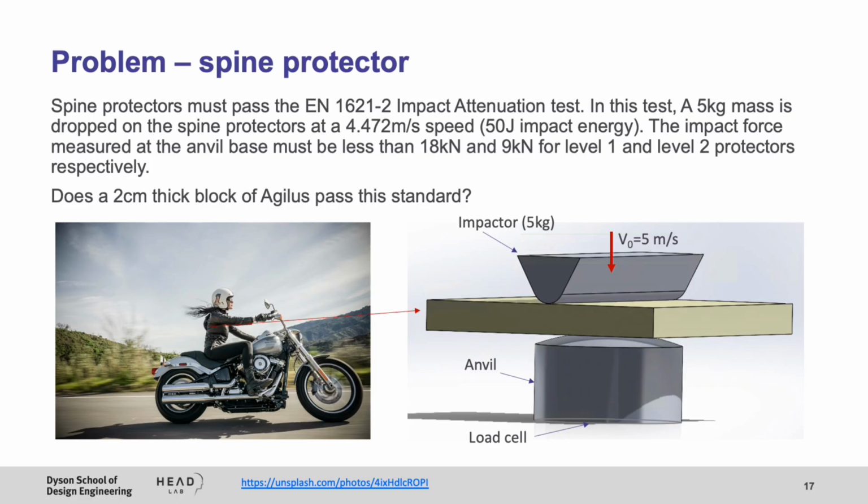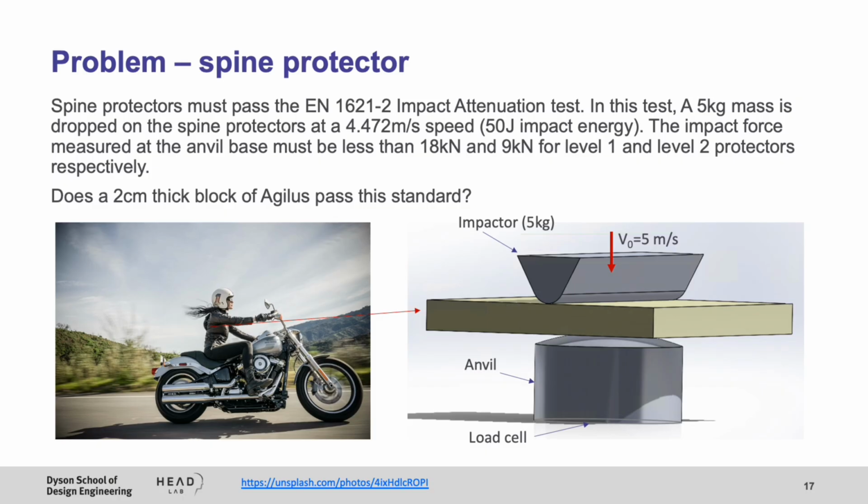In this test, a 5 kilogram mass is dropped on the spine protector at a 4.472 meters per second speed. So in fact, what is defined in the standard is the energy, which is 50 joules impact energy. And I have worked out the speed from the mass of the impactor. The impact force measured at the anvil base, which I've shown here, must be less than 18 kilonewton if this is a level 1 protector, or 9 kilonewton if it is a level 2 protector. So my question here is, does a 2 centimeter thick block of Agilis pass this standard?